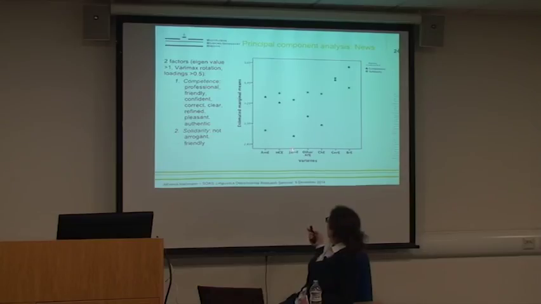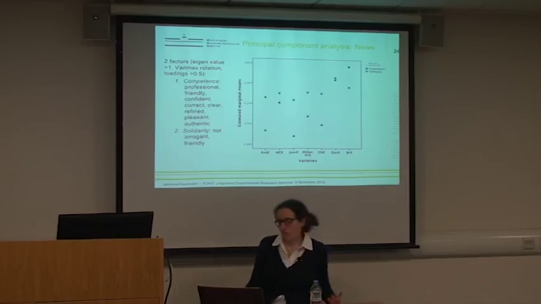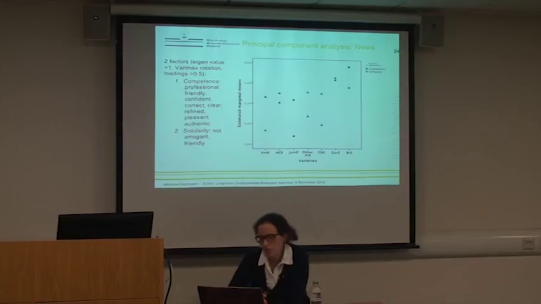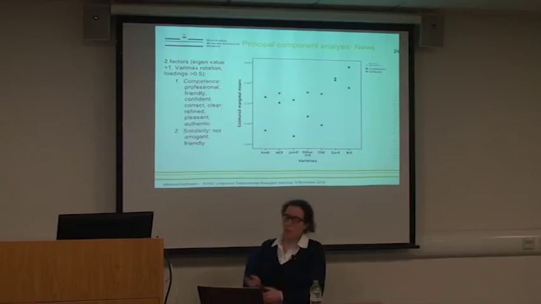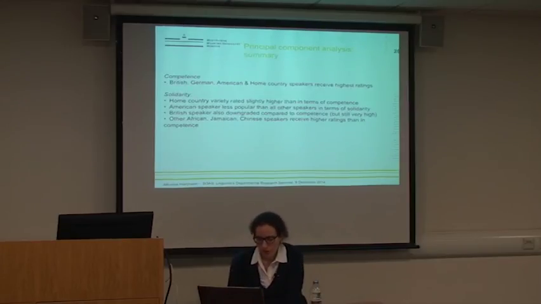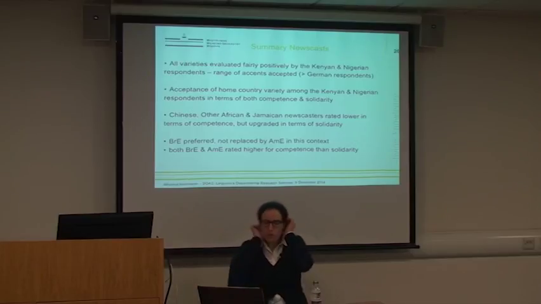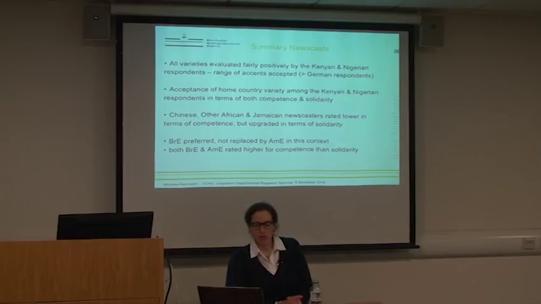And we can see that for those varieties where competence was somewhat low, for Jamaican English, for the other African variety of English, and Chinese English, these solidarity ratings actually go up a lot. It's also interesting to see that for the home country variety, that's this here, both are fairly high. So for the newscasts, all varieties are evaluated fairly positively by my Kenyan and Nigerian respondents, and a range of accents seems to be accepted here, more so than among the German respondents. There also seems to be some acceptance of the home country variety, even though it's not first in terms of overall means.